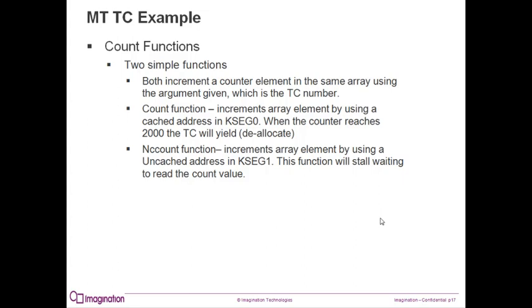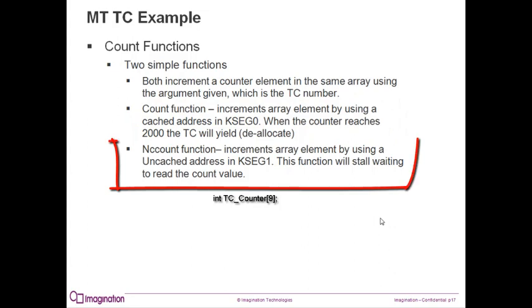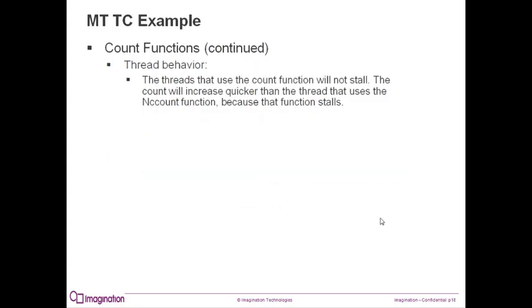To do this, there are two simple functions, each of which increments a counter in a global array. The first function, count, accesses the counter in the array using the cached address. The second function, endCount, increments the counter in the same array but through an uncached address.